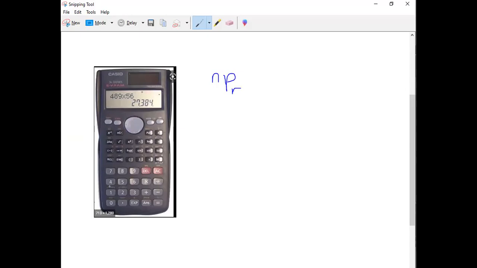So press 4, shift, then this pattern, then you put a 2, then equals. It will come as 4 permutation 2. Directly, it will give you the answer, which is what? 12. All right, let's try now 5 permutation 3. Directly in the calculator should give you 60.